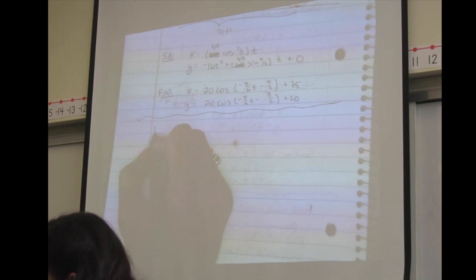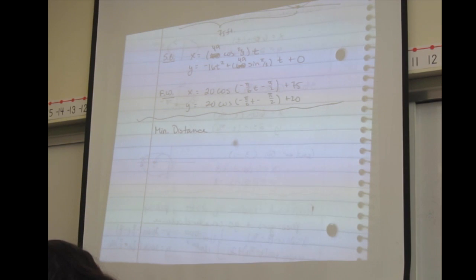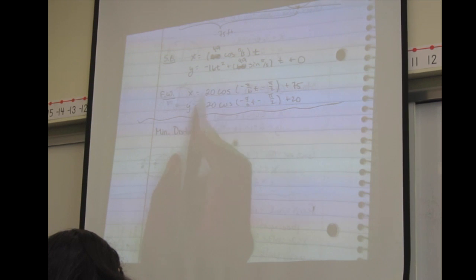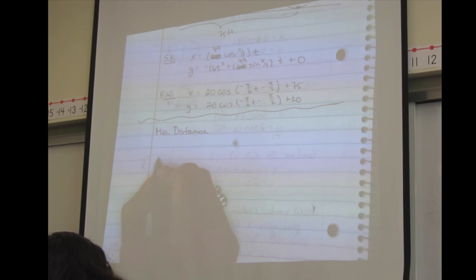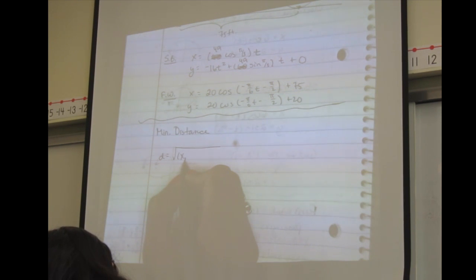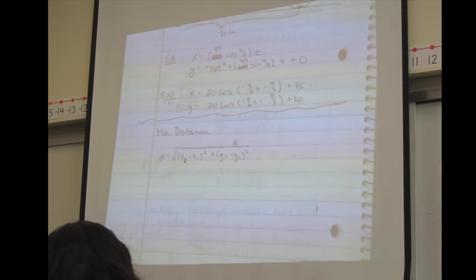So here we want to find the minimum distance. I need the distance between the ball and the Ferris wheel. So the distance equation: square root of x2 minus x1 squared plus y2 minus y1 squared, and this is from the Pythagorean theorem.